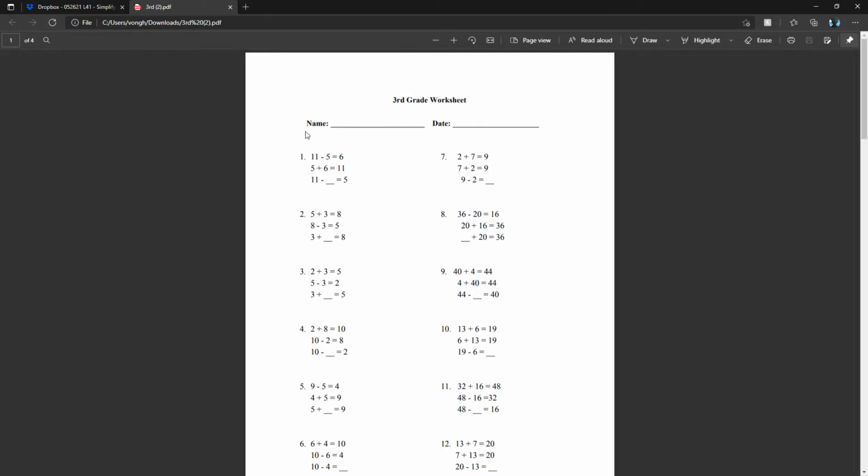This is lesson 41, and for the 3rd grade worksheet, I'll be covering it. So the first part is just addition and subtraction.